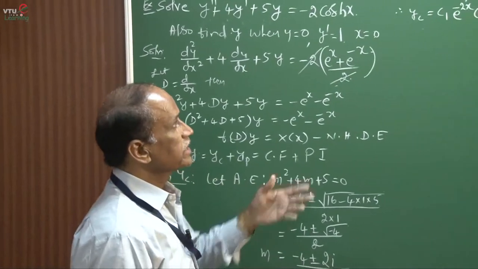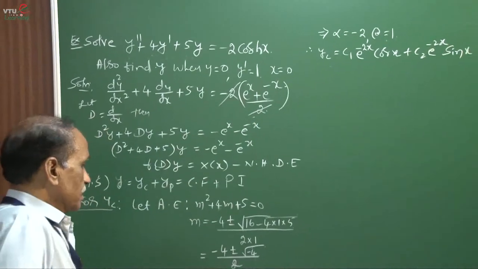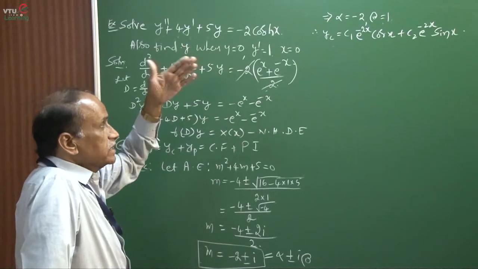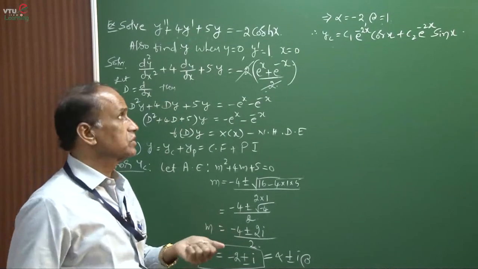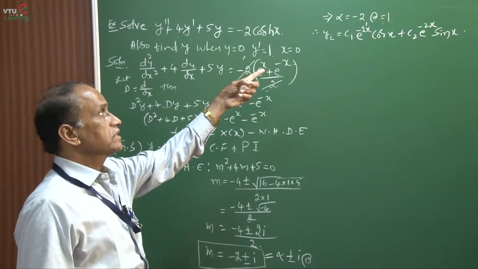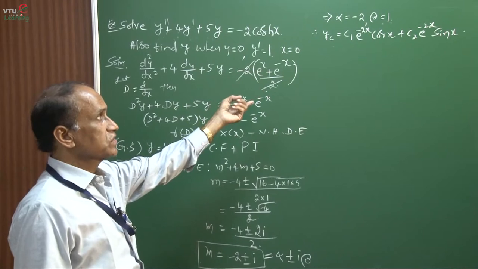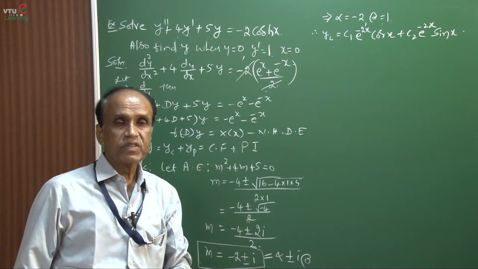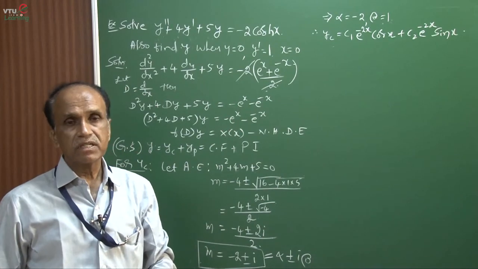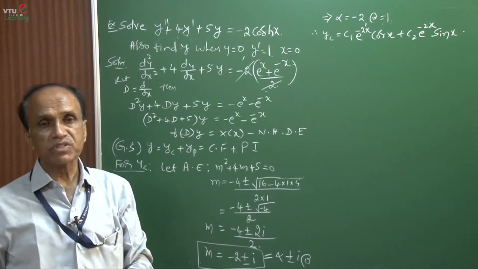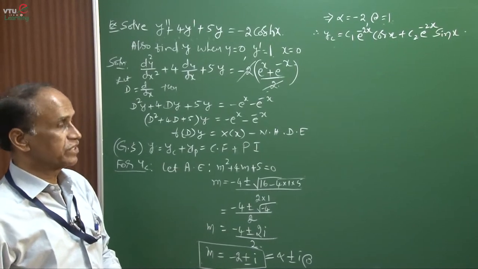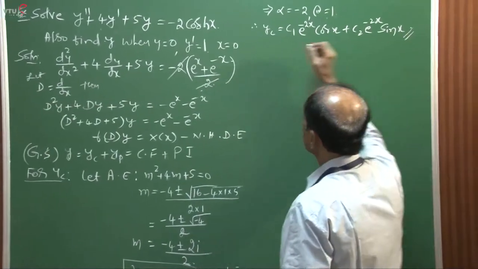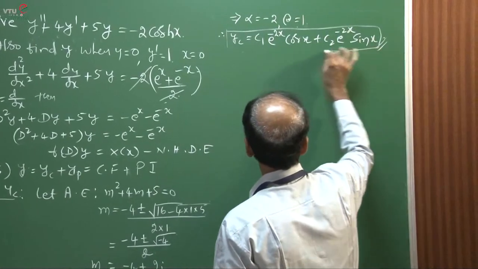There are two roots here, that means minus 2 plus i and minus 2 minus i. The way of writing the solution for imaginary roots is e to the power alpha x cos beta x multiplied by the first constant, and e to the power alpha x sin beta x multiplied by the second constant. This was done in the previous chapter. We have already studied many problems on the application of this imaginary roots solution. So this is the complementary function, the solution for the LHS of the given problem.